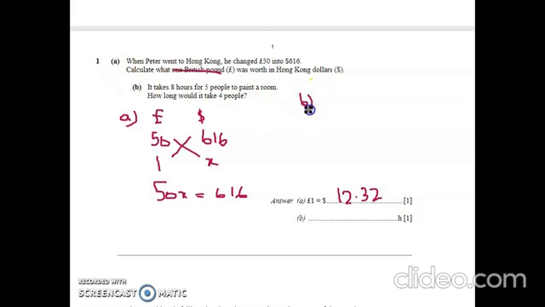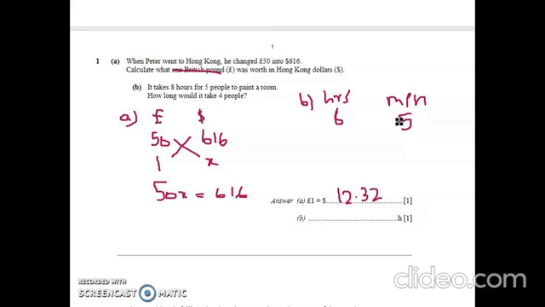Okay, now we will look at part B. Part B says it takes 8 hours for 4 people to paint a room. So hours and let's say men. So 8 hours for 5 people to paint a room. Okay, so basically hours and men are inversely proportional. Now what is the difference between inverse and direct proportion?